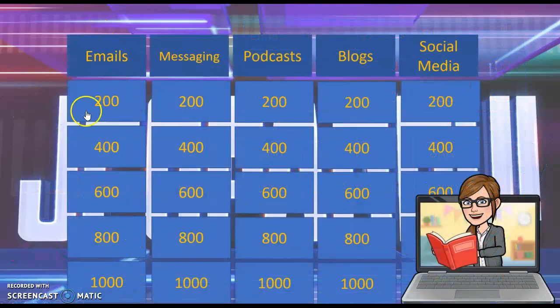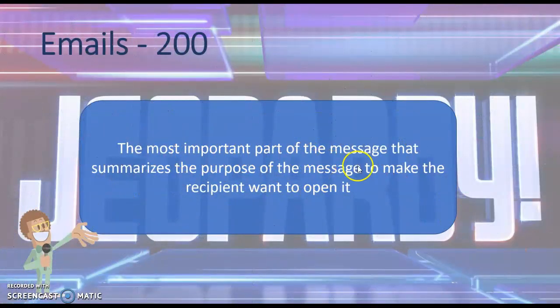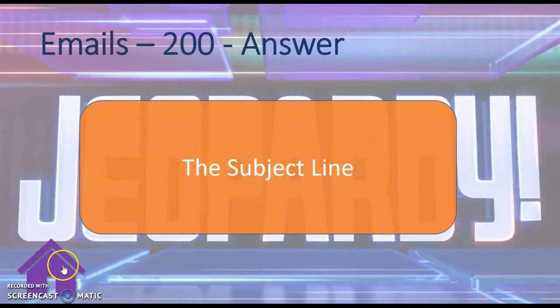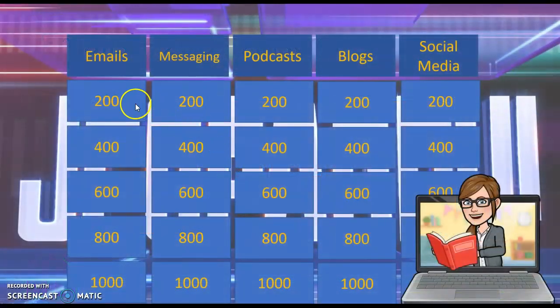So I'm going to select email messages for 200. And it brings me to a slide that has my question on it: the most important part of the message. That would be the subject line. I'm going to click the host for the answer. And here's my answer. And I'm going to click this home icon here to take me back to the board where I can select a different question.